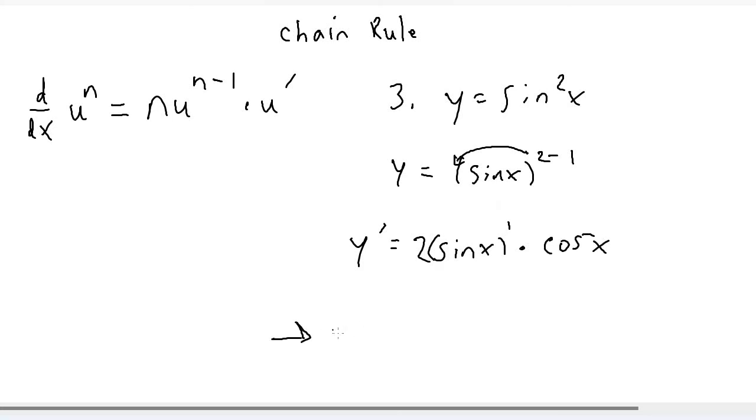So when we evaluate, the derivative would be 2 times sine of x times cosine x.